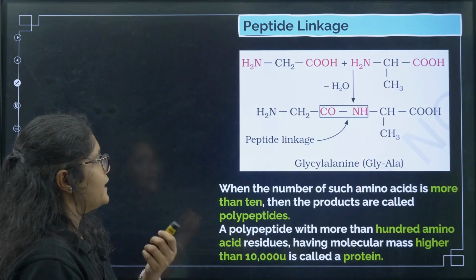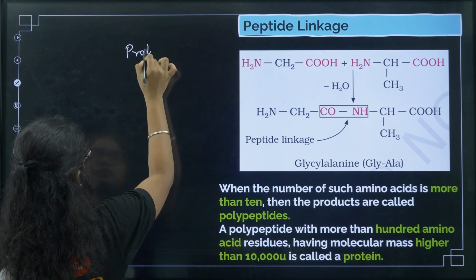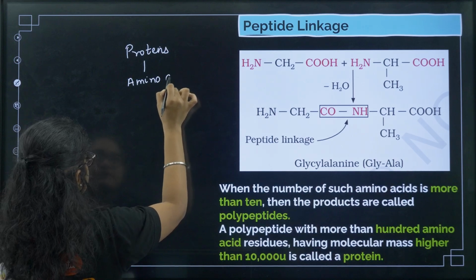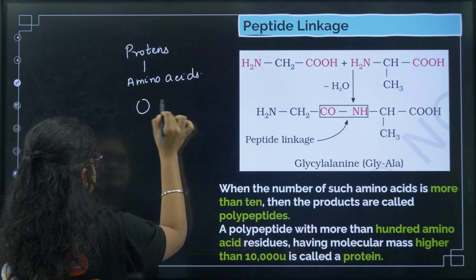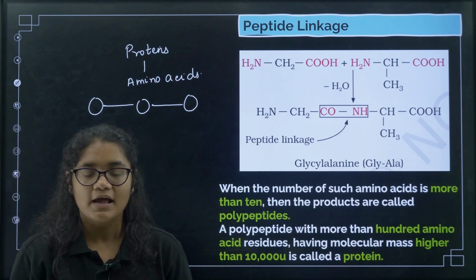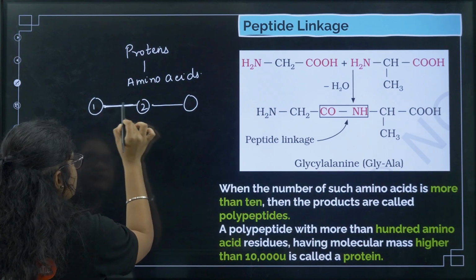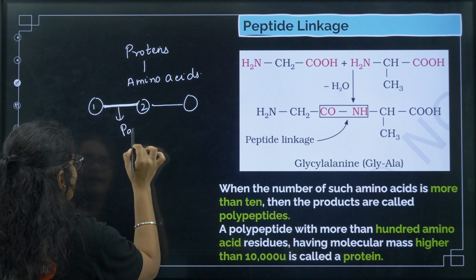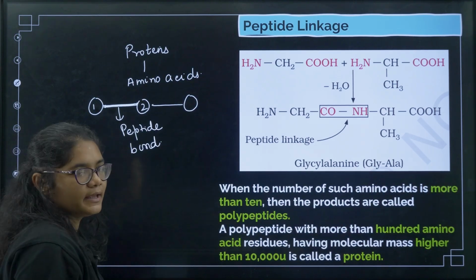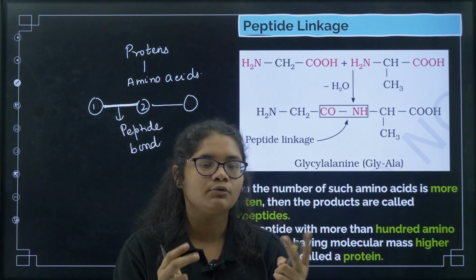Okay, next coming to peptide linkage. Now I told you, proteins are made up of amino acids. I told you in the first line when I discussed amino acids. When these many amino acids are connected, they form proteins, right? Now this is amino acid 1, this is amino acid 2. So the bond between these two amino acids is nothing but peptide linkage. You can call it peptide bond. Peptide linkage or peptide bond is that bond which is formed between two amino acids.